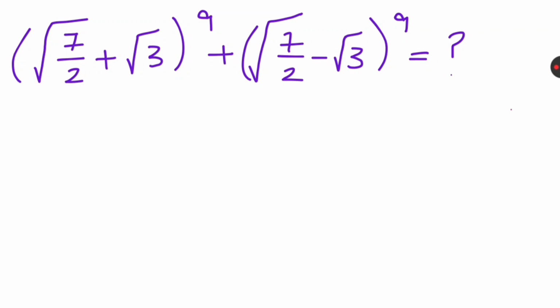Today's question is (√(7/2) + √3)^9 + (√(7/2) − √3)^9. We need to find the value of this. We will see how to solve this step by step.